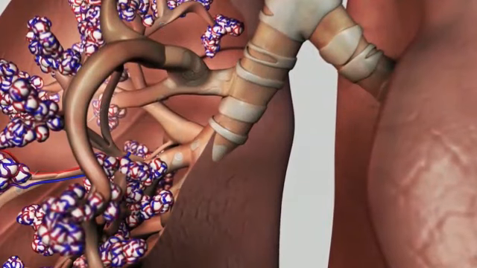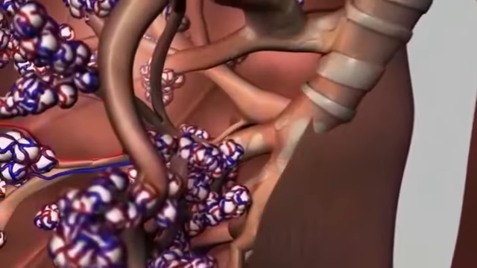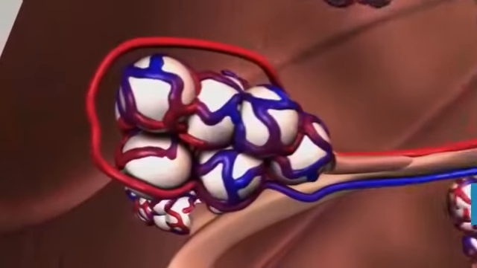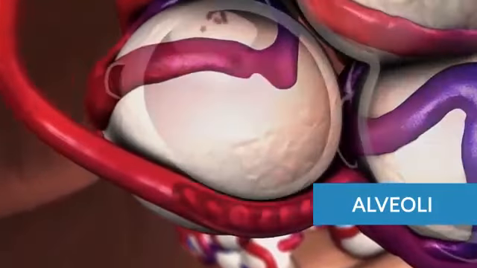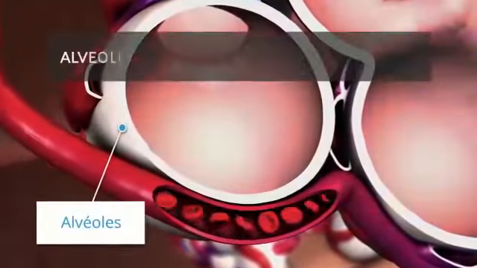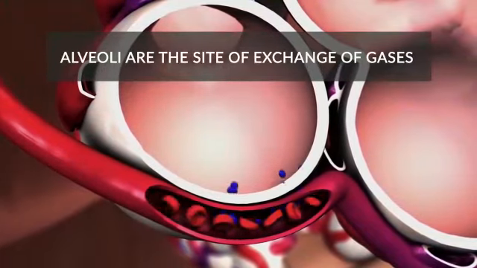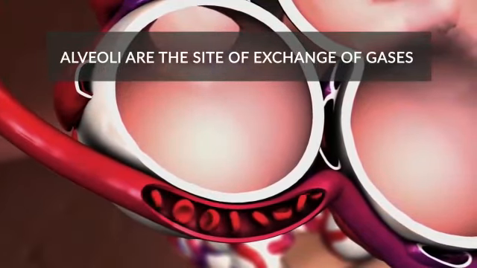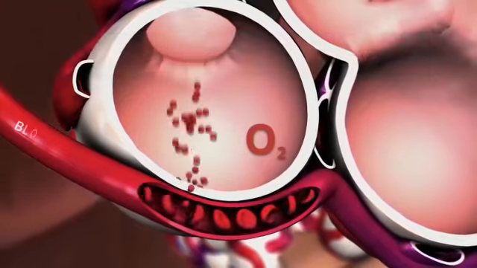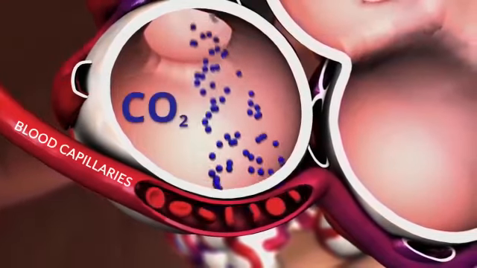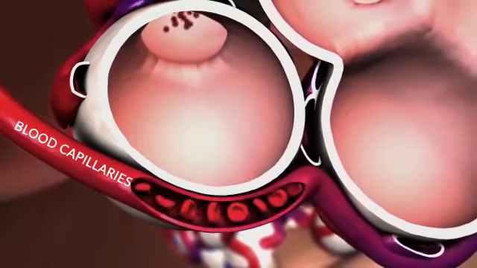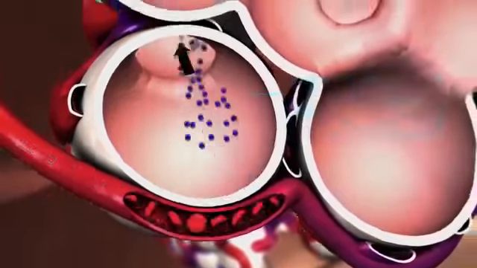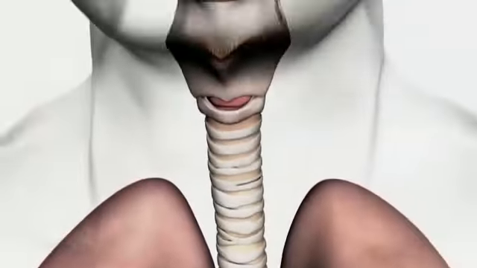Every bronchiole consists of a number of air sac-like structures called alveoli, and these alveoli are the sites of exchange of gases. Every alveolus has blood capillaries around it, where oxygen is taken into the bloodstream and carbon dioxide is released outside and through the nose out into the atmosphere.